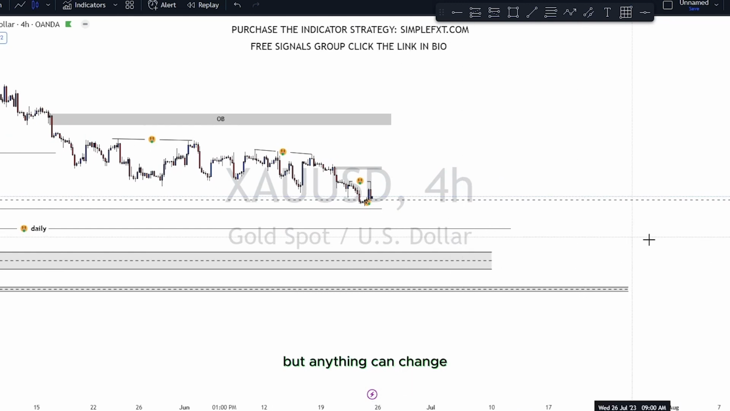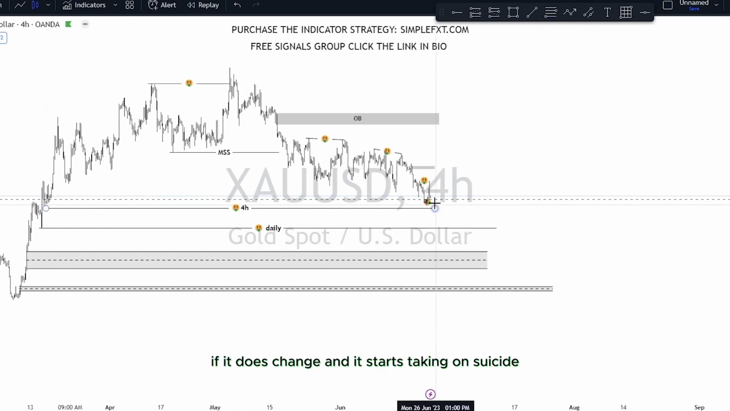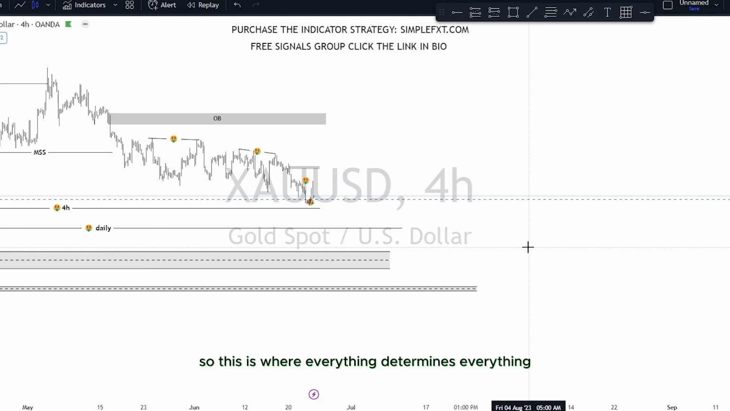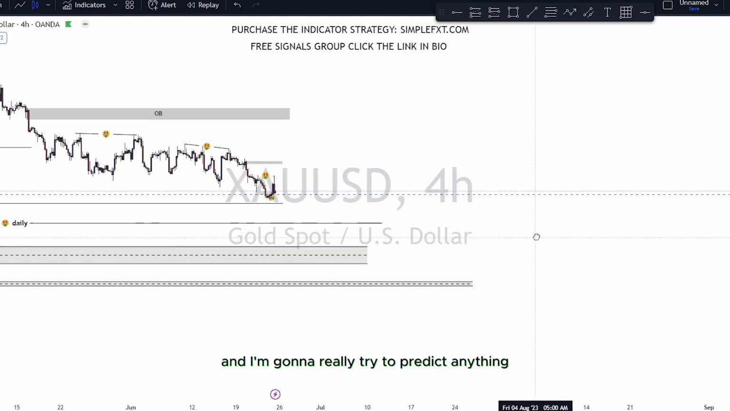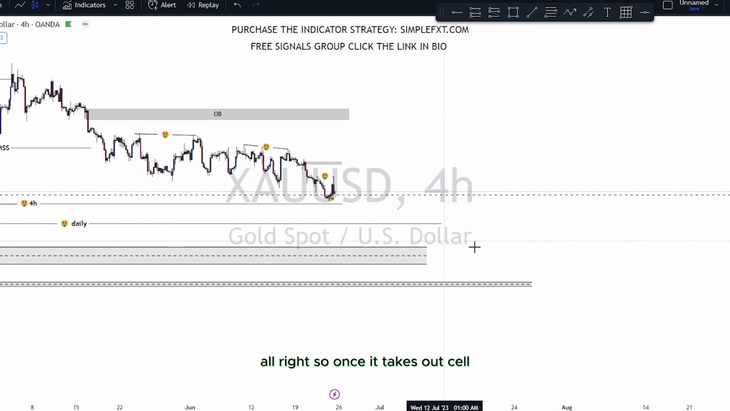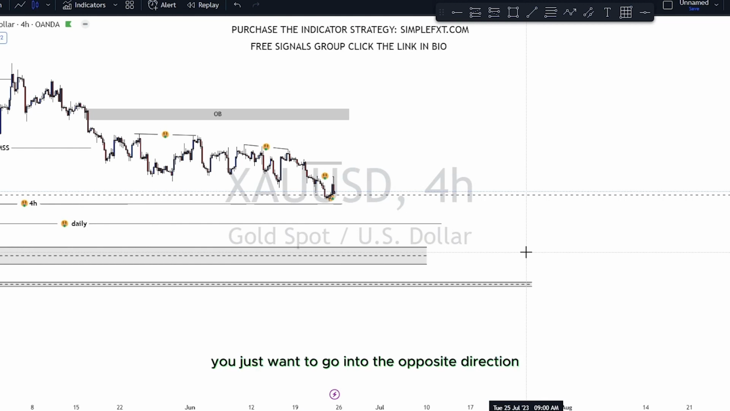But anything can change, and I said before, if it does change and it starts taking out sell side, this is where everything determines everything. You're not gonna really try to predict anything, you're just trying to react to all these liquidity sweeps. All right, so once it takes out sell side or buy side, you just want to go into the opposite direction, start looking for trades in the opposite direction.